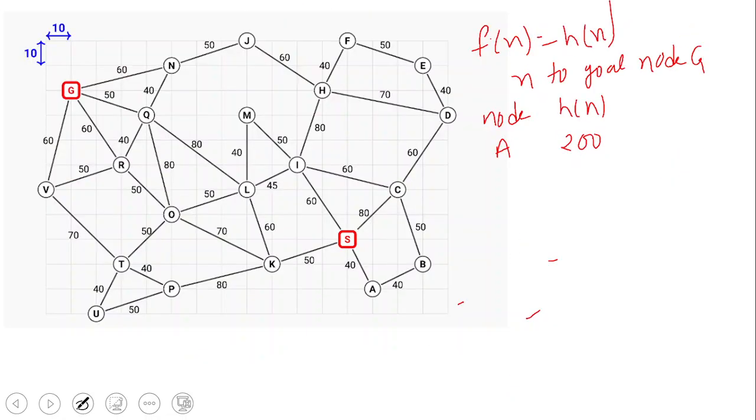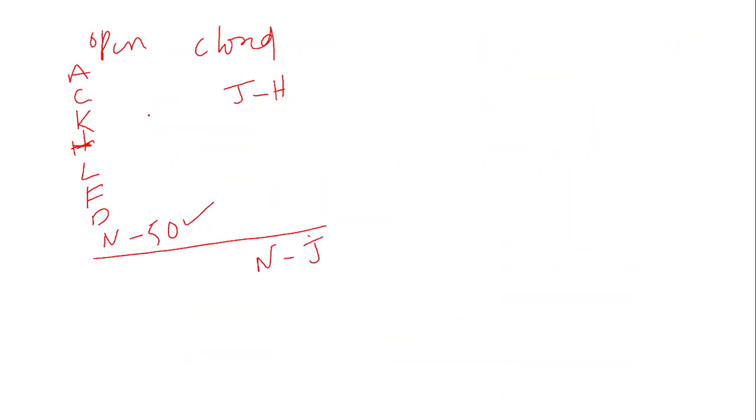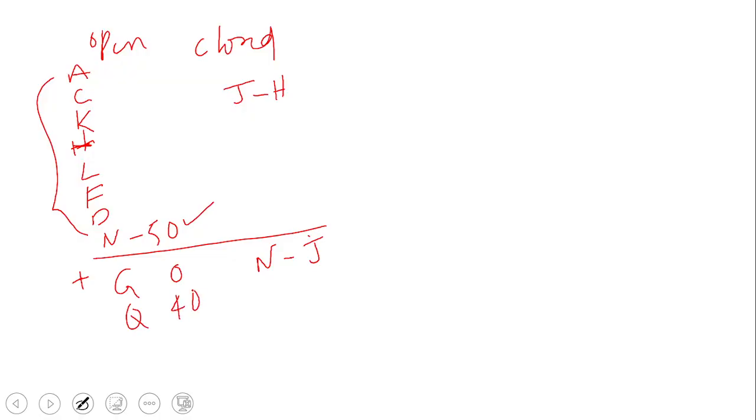Now you see what are the nodes connected to N. N is connected to G and Q. G is having the value 0 and Q is having 40. Next which is having the minimum? Sorry, G is having the minimum. So now move the G to the closed list. This is the parent of G. After expanding N only we got G. So N is the parent.